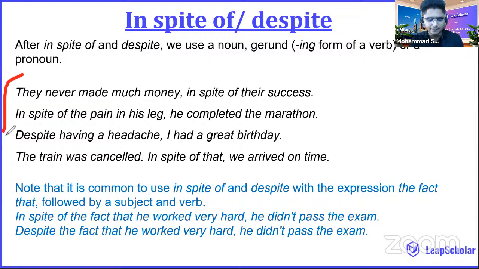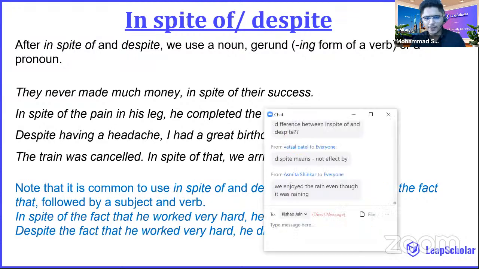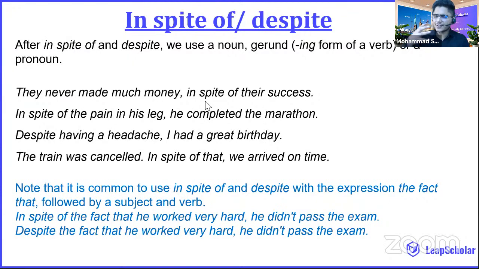Please read this. They never made much money in spite of their success. In spite of the pain in his leg, he completed the marathon. Great. Guys, again, what do you notice? They never made much money in spite of their success. Do you think a successful person will have money? Normally, what do we associate success with? Yes or no, guys?